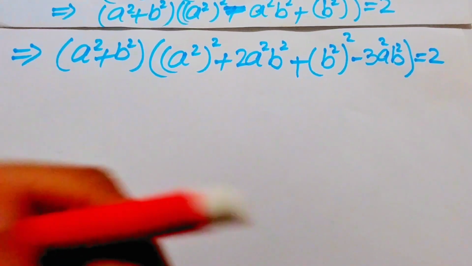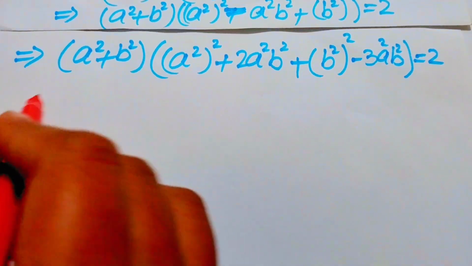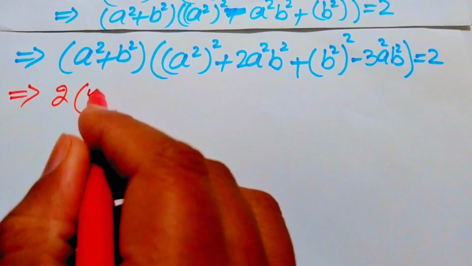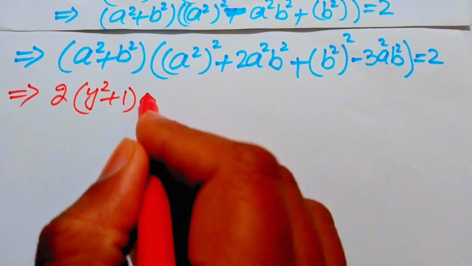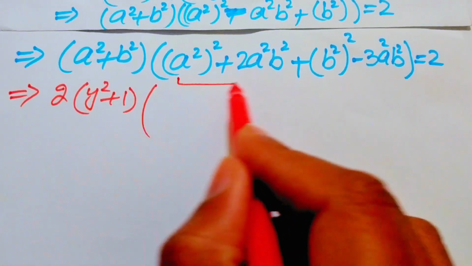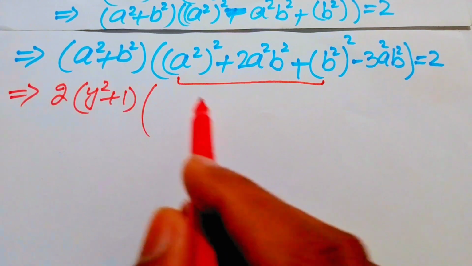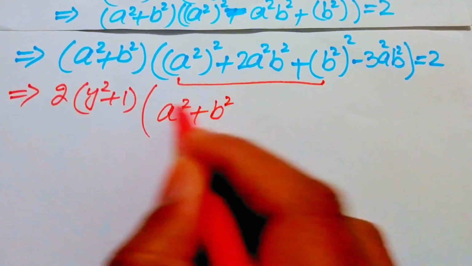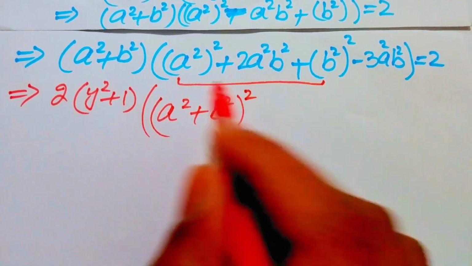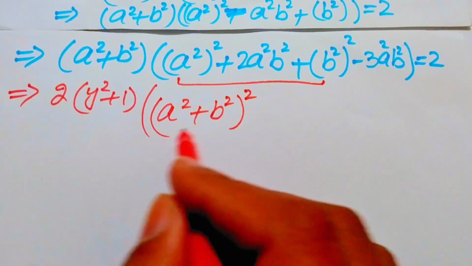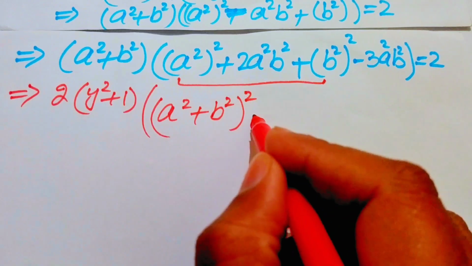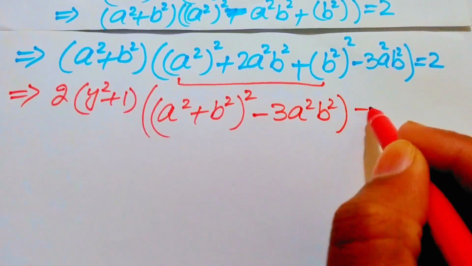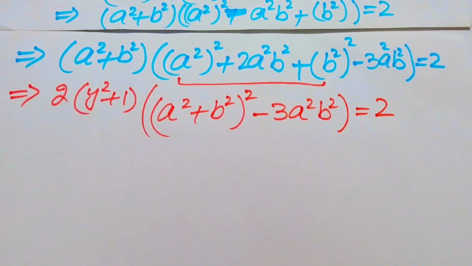So we get a square plus b square equals 2 times (y square plus 1) into, when you focus on these terms, you see that it becomes (a square plus b square) whole square. So it becomes the completing square of a square plus b square, and we have minus 3 times a square b square, and this whole equation becomes 2.